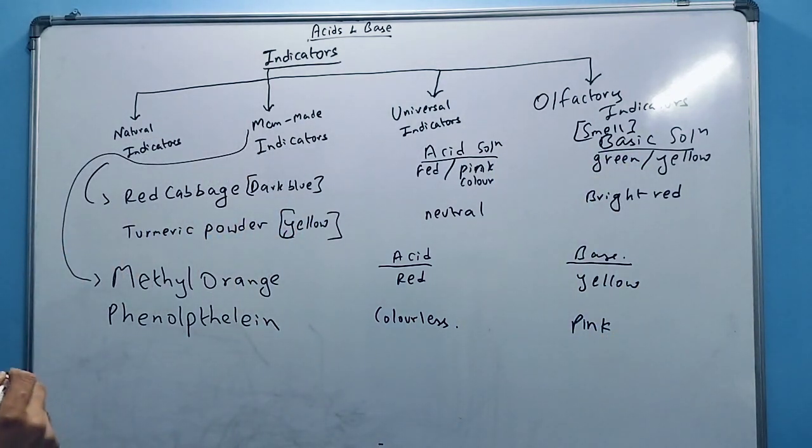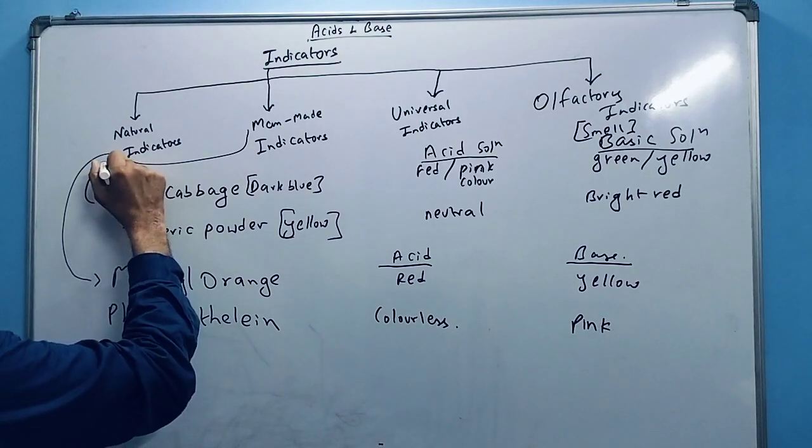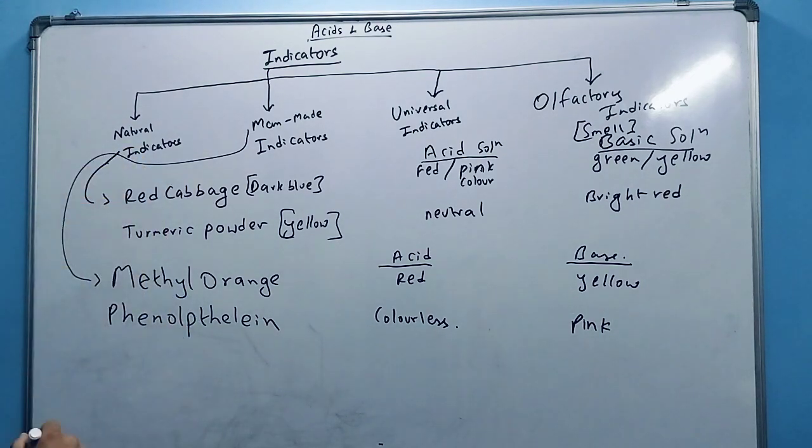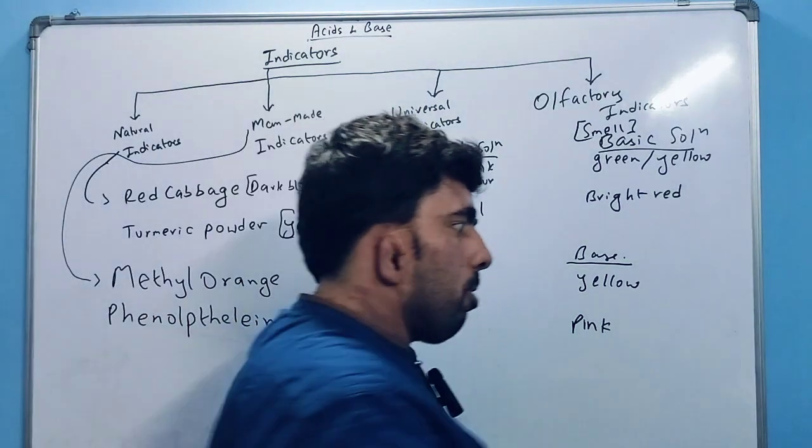Okay, so we have discussed. Now we have two natural indicators, red cabbage and turmeric powder. We have taken two man-made indicators, methyl orange and phenolphthalein. Now we'll talk about the third one, that is the universal indicator and olfactory indicators.